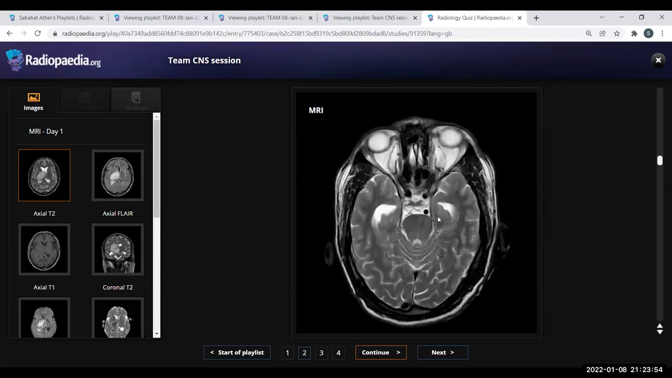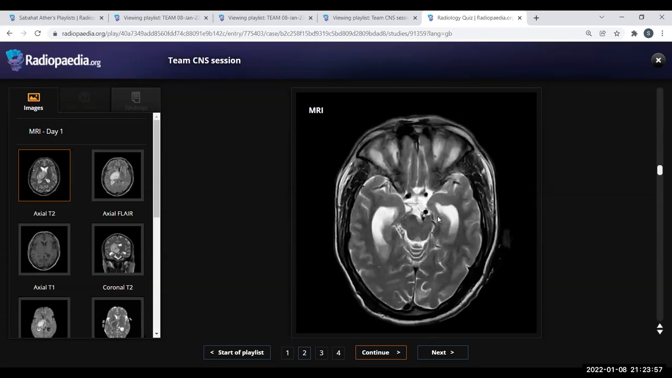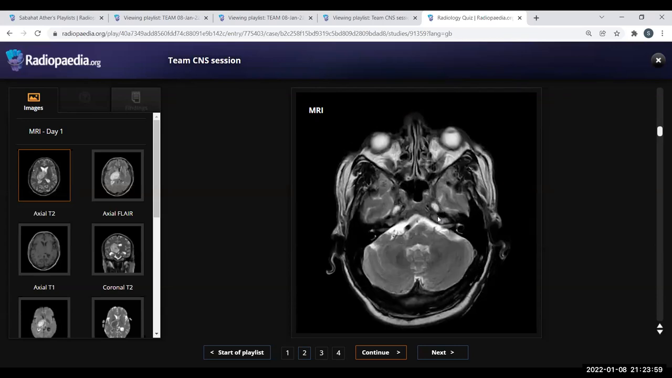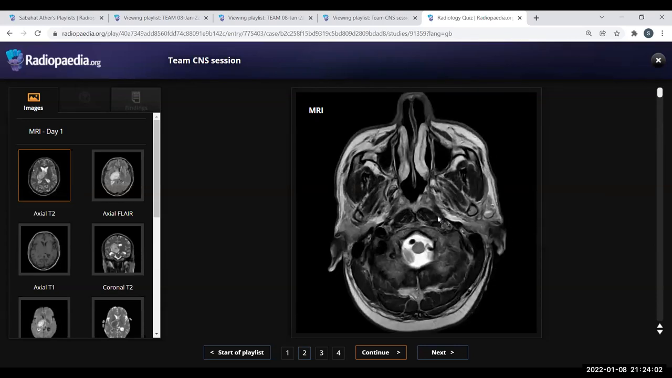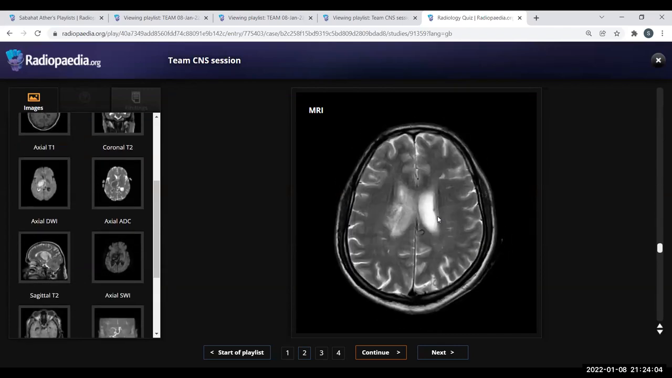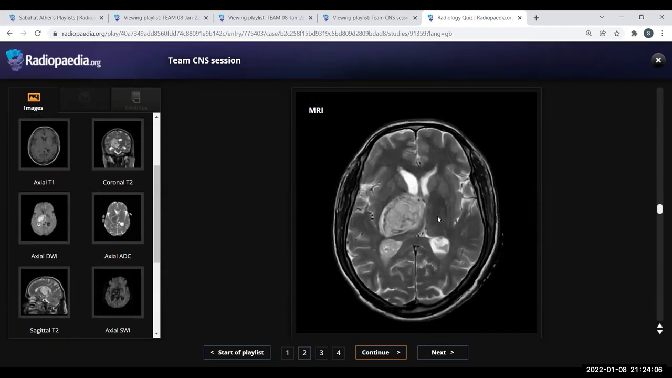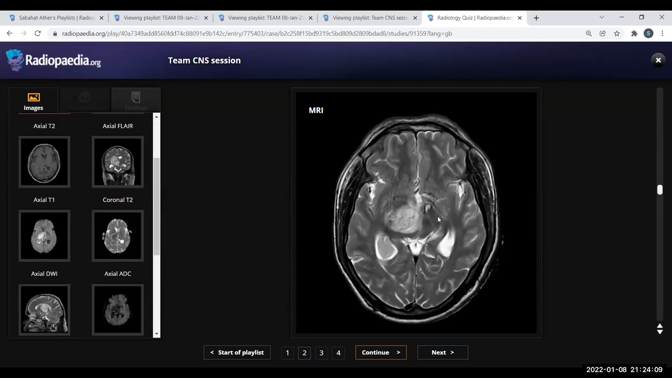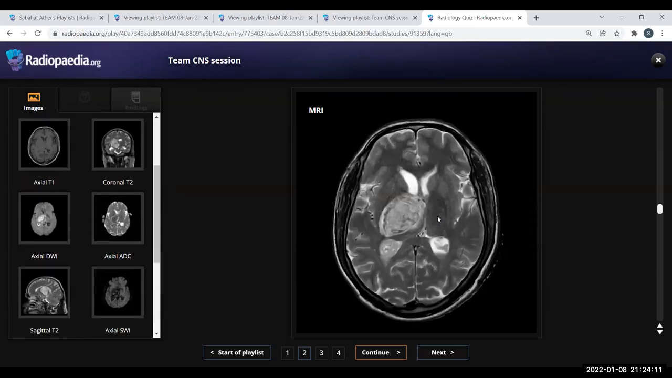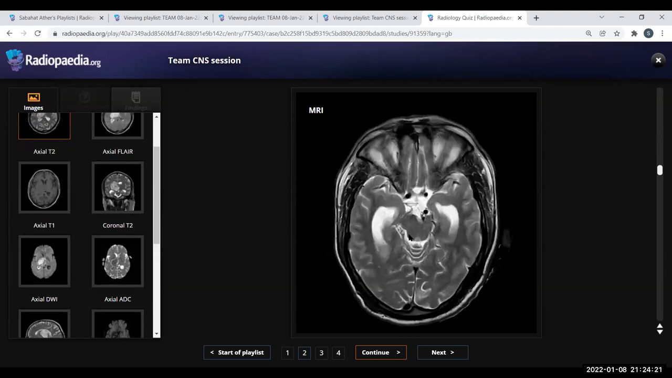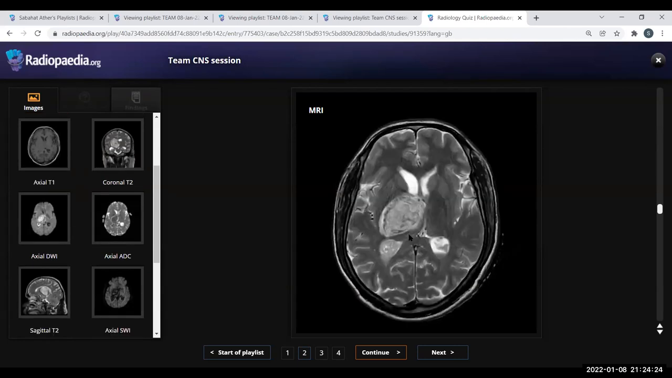I'm looking at the axial T2 images, and this is scrolling way too fast. I'm not able to control this. Are you using your mouse? No. Okay, I guess it's okay now. All right, so there is a lesion. There is a relatively well-defined T2 hyperintense lesion in the region of the basal ganglia, wherein I can see there are some T2 hyperintense areas within.